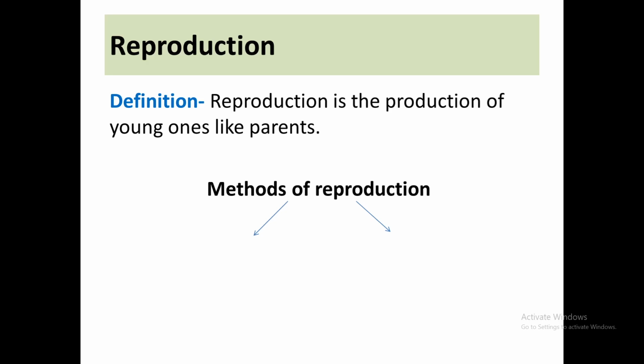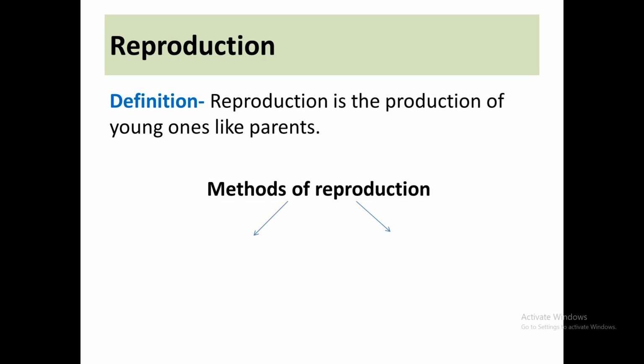So first of all, we are going to see what is meant by reproduction. Reproduction is the production of young ones like parents. Why is there a need of reproduction? For the continuation of life and continuation of the species. For that purpose, reproduction is required. And the young ones formed from the parent are exactly similar to their parents.